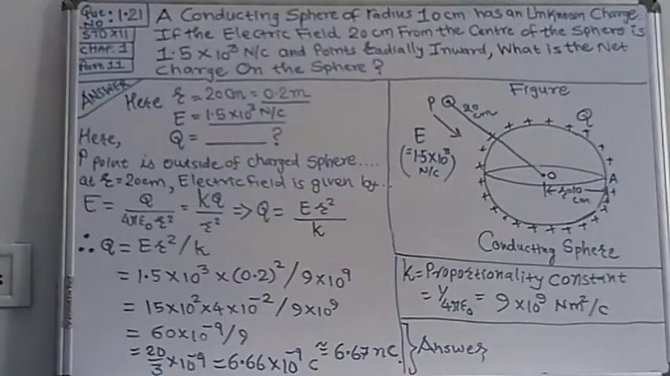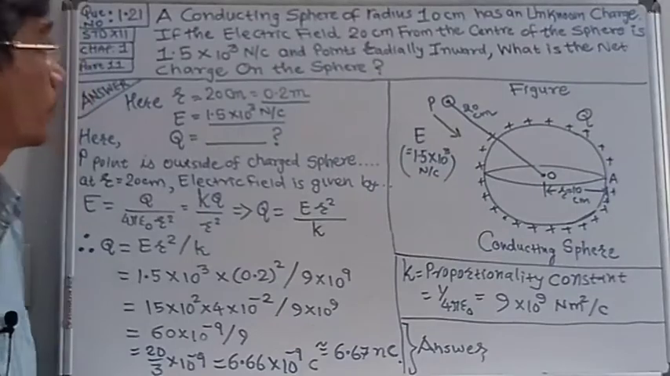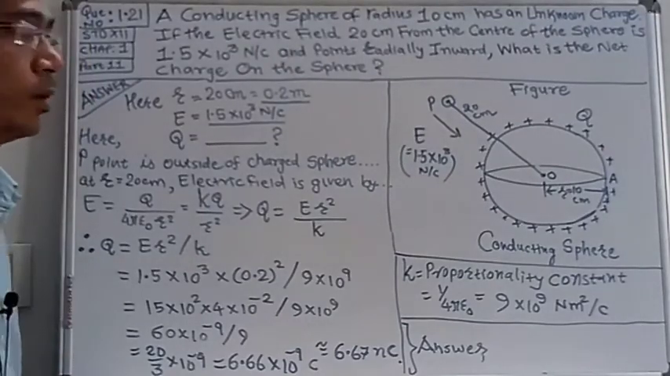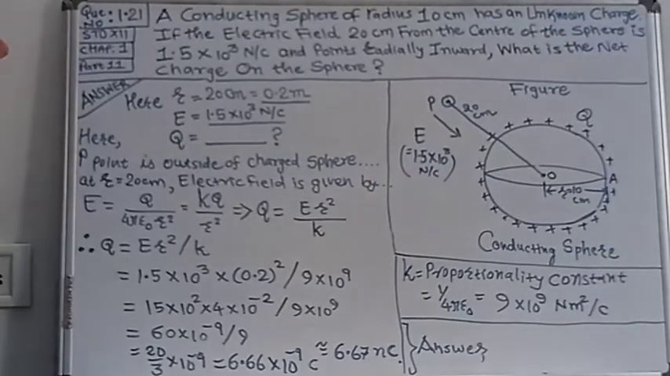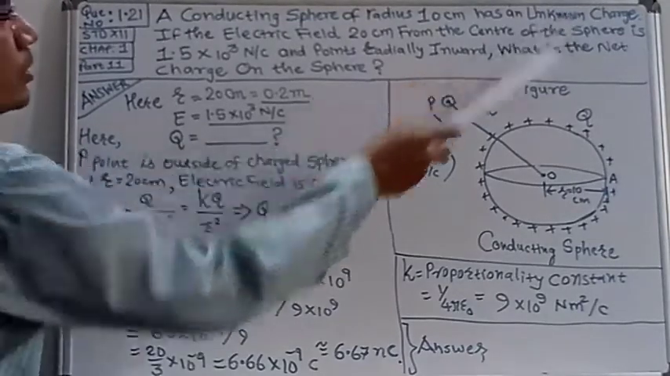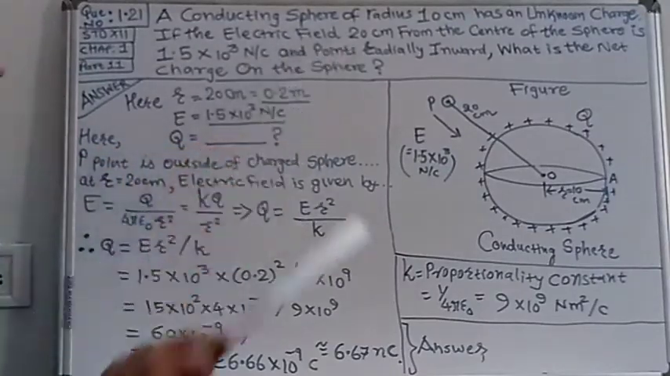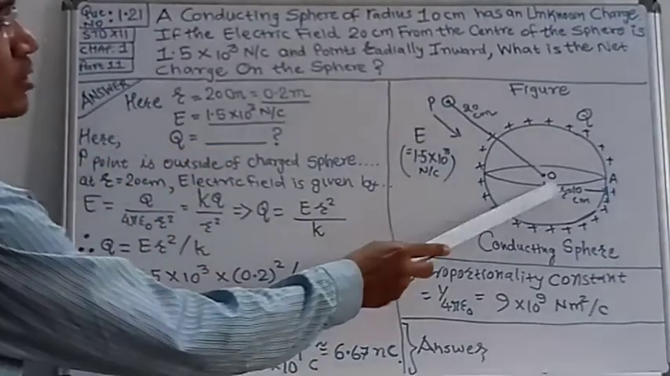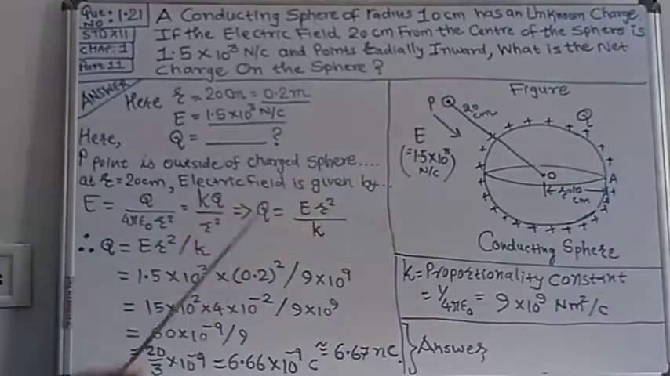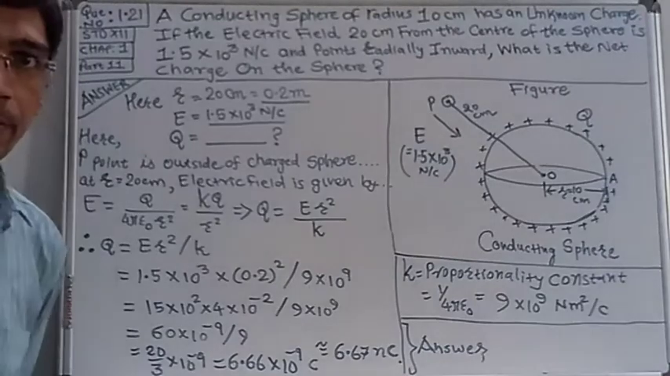Now we are taking another example, 1.21. A conducting sphere of radius 10 cm has an unknown charge capital Q. If the electric field 20 cm from the center of the sphere is 1.5 into 10 raised to 3 Newton per Coulomb and points radially inward, then what is the net charge on the sphere?